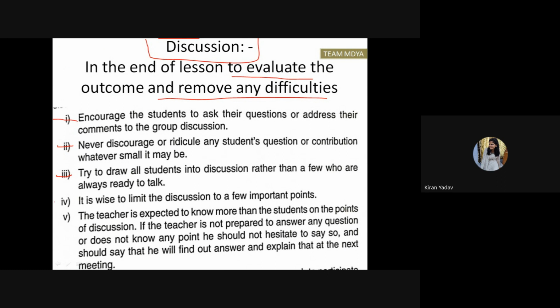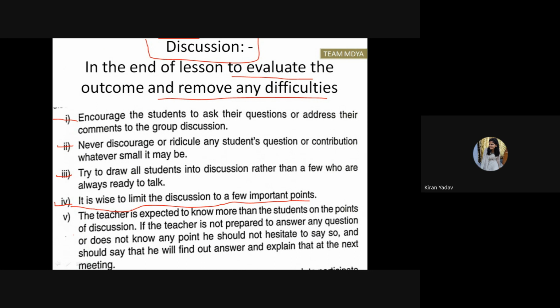It is wise to limit the discussion to a few important points. So the teacher should limit the discussion to the important points, because discussion can go in some other direction and the important points might be missed.